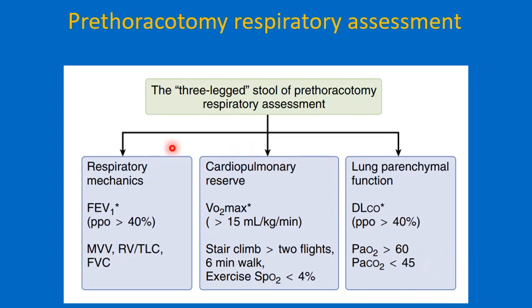And in addition to these two, the cardiopulmonary reserve also has to be assessed. This can be assessed by using the gold standard test, that is cardiopulmonary exercise testing, or by doing the stair climbing test, and also by the 6-minute walk test. During the 6-minute walk test, the fall in saturation should be less than 4%, and the patient should be able to climb more than 2 flights of stairs during the stair climb test.